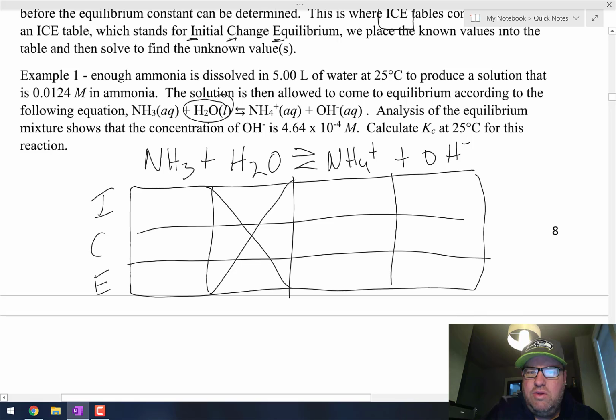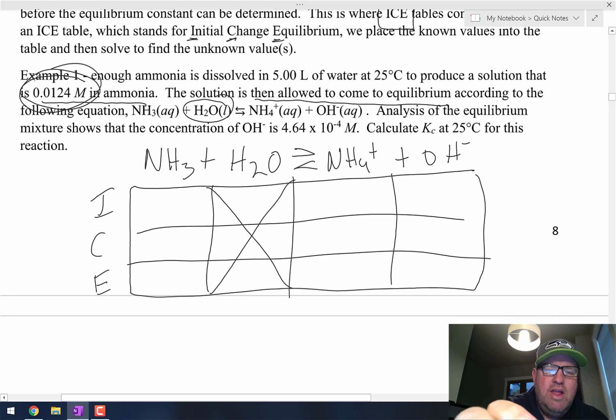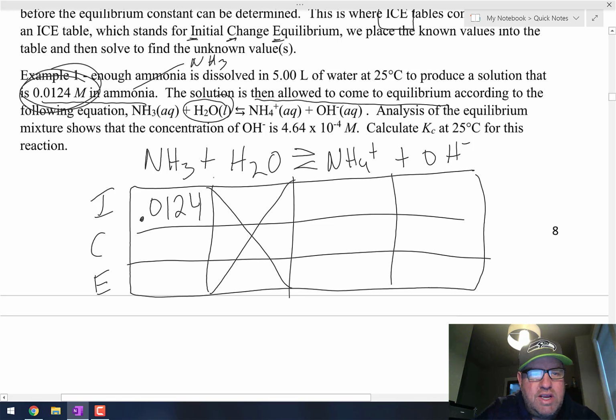So it says the solution is 0.0124 molar in ammonia and then allowed to come to equilibrium. Well, what does that mean? It means that before the reaction started, that was the concentration of the ammonia. Ammonia again is NH3, so the initial for ammonia is 0.0124. What that also tells you is that there was no ammonium, NH4 plus, or any hydroxide initially, and this happens a lot, so you're going to put a 0 there and a 0 there. Okay. Now we'll keep going.